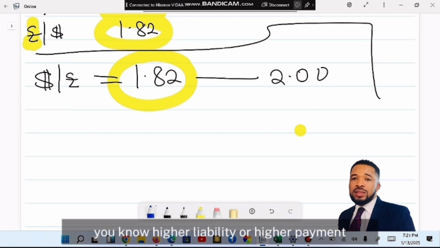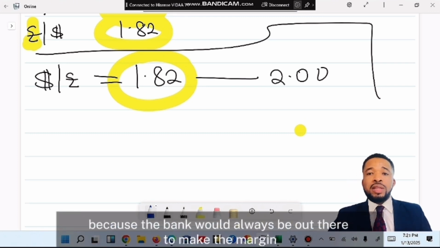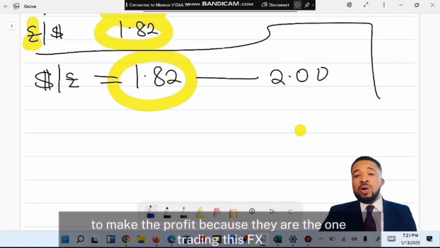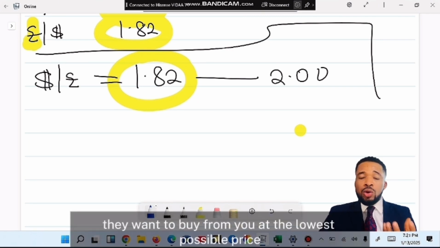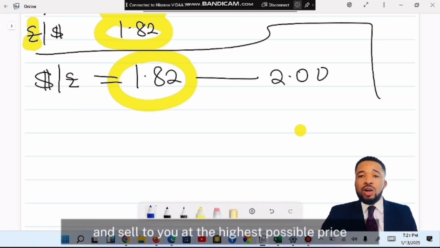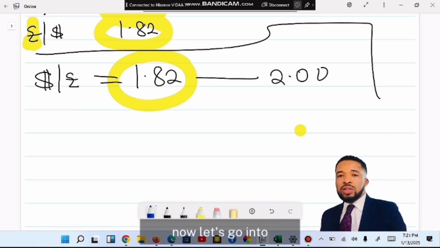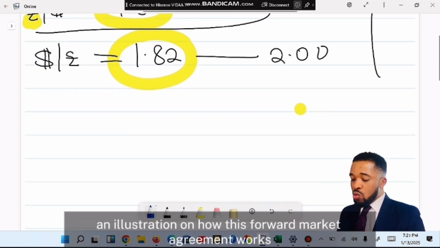or higher payment. And the reason for that is simple, because the bank would always be out there to make the margin, to make the profit, because they are the one trading this FX. And so in that case, they want to buy from you at the lowest possible price and sell to you at the highest possible price. Now let's go into an illustration on how this forward market agreement works.